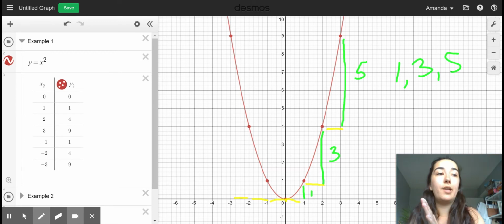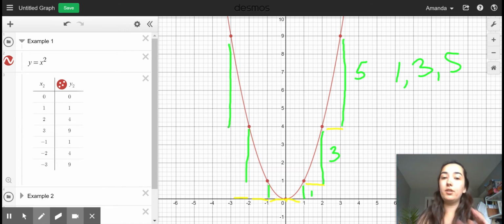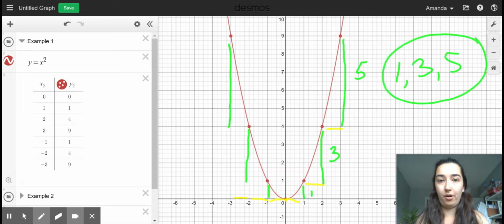And this is going to be true on the left-hand side of your parabola as well. As you can see, I go up by 1, I go up by 3, and I go up by 5. So regardless of which direction you're going, left or right, these are the steps that you can follow when you are graphing your parabola. The base pattern, the pattern of your parent function, is 1, 3, 5. And that's what we're going to be using to graph and then to read the graphs of your parabola.